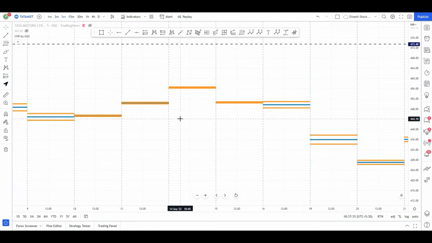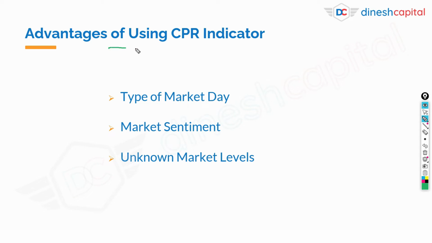See, it's very simple. Next, let's move on to advantages of using CPR. Advantages of using CPR indicator. The main advantage of using CPR indicator is it will help us to find many valuable information about the next trading day. Based on the CPR level, we can make some prediction about the next trading day.